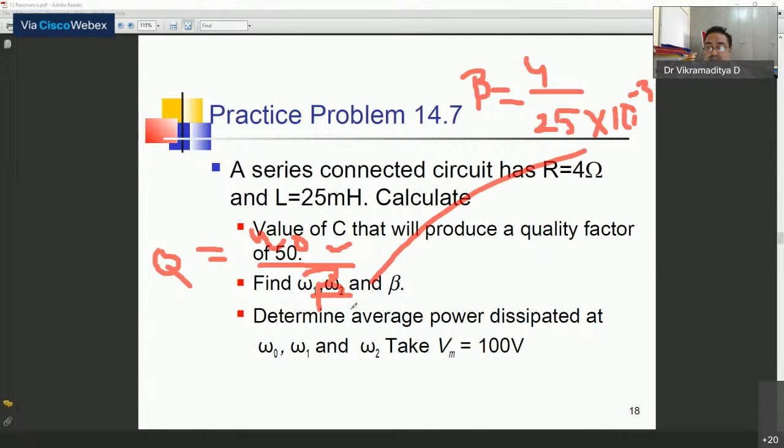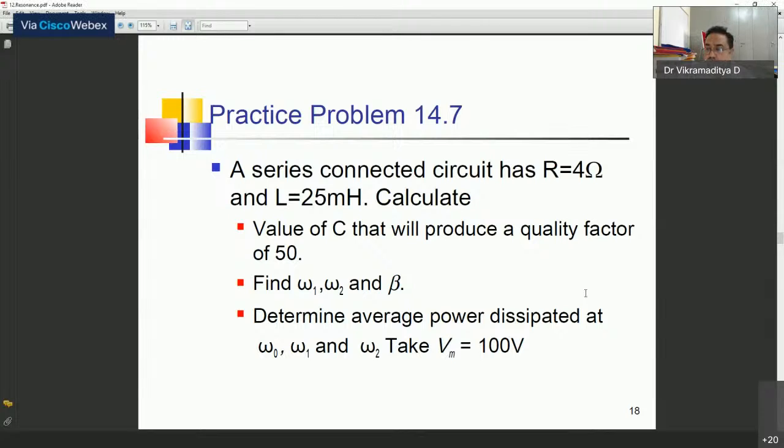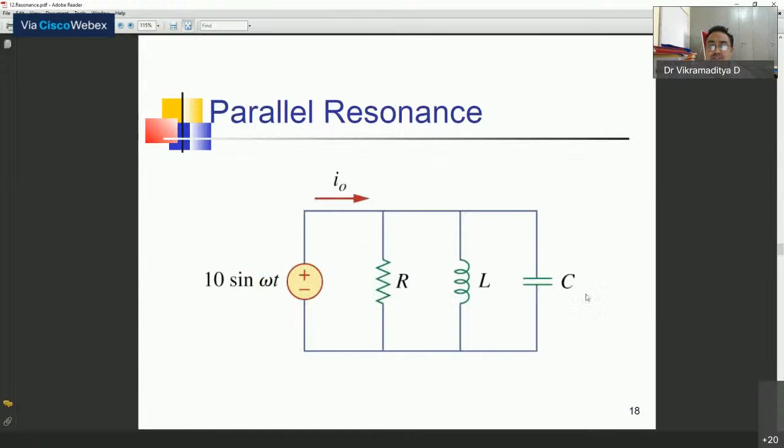And once you have calculated these, you can determine the average power, taking Vm equal to 100 volt. So I think so. These are very easy questions. If you just know the formula and the basic concept, you can easily do it.